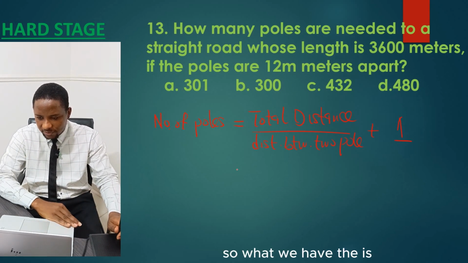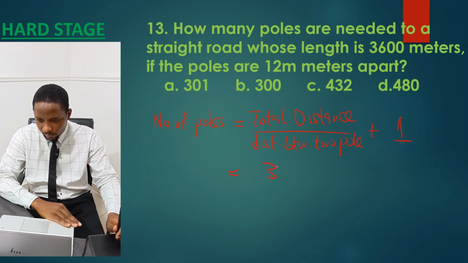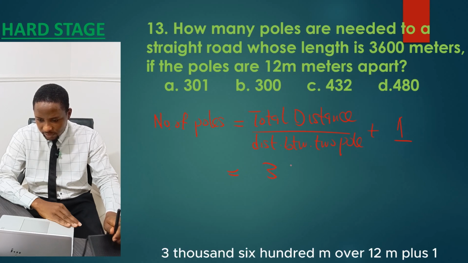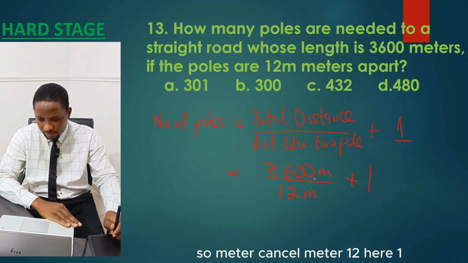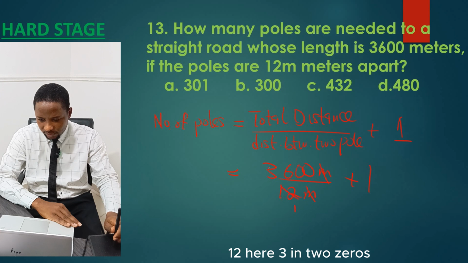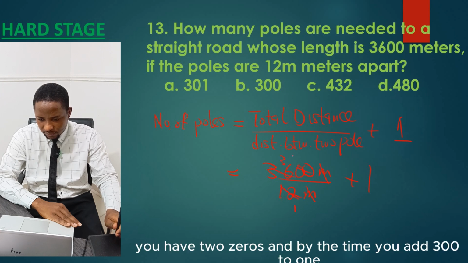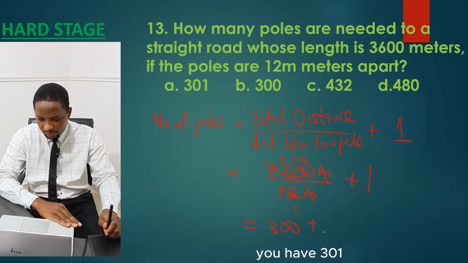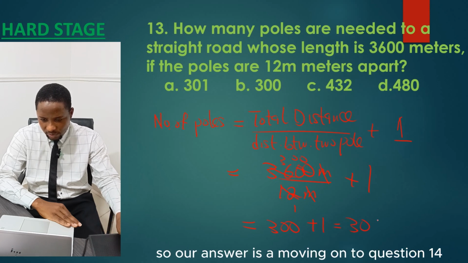So what we have here is 3,600 meters over 12 meters plus 1. So meter cancels meter, 12 here 1, 12 here 3, and 2 zeros you have 2 zeros. And by the time you add 300 to 1, you have 301. So our answer is A. Moving on to question 14.